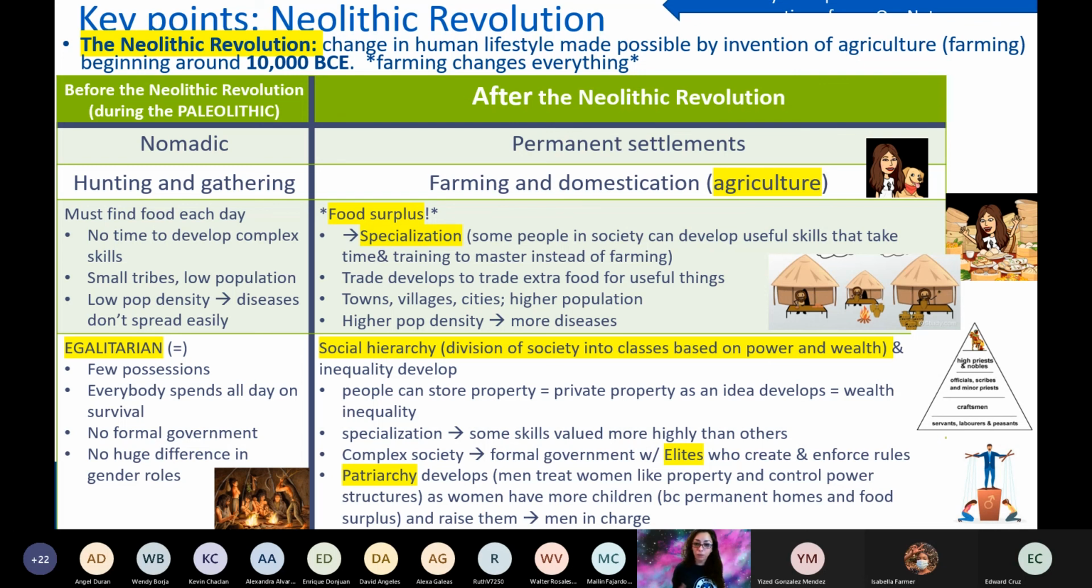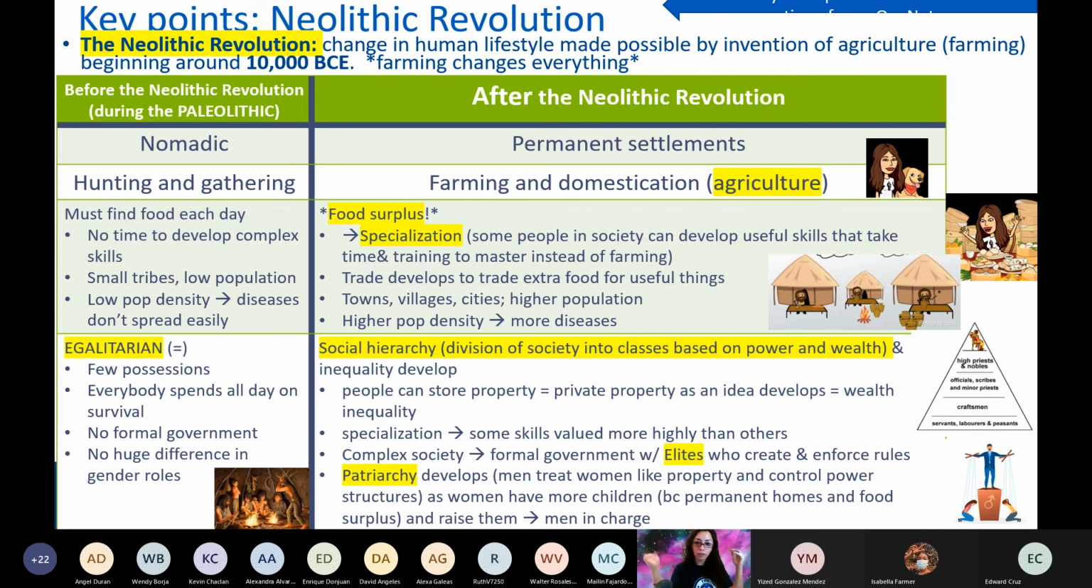The social hierarchy, if you don't remember the definition from a few classes ago, it's the division of society into classes based on power and wealth, with like rich people at the top and little peasants at the bottom, right? The caste system, which we learned about a few weeks ago, was an example of a social hierarchy. So as soon as you settle down into civilization and have farming and food surplus and specialization, you also immediately have that pyramid, the social hierarchy, that shows some people have more power and wealth than everybody else.